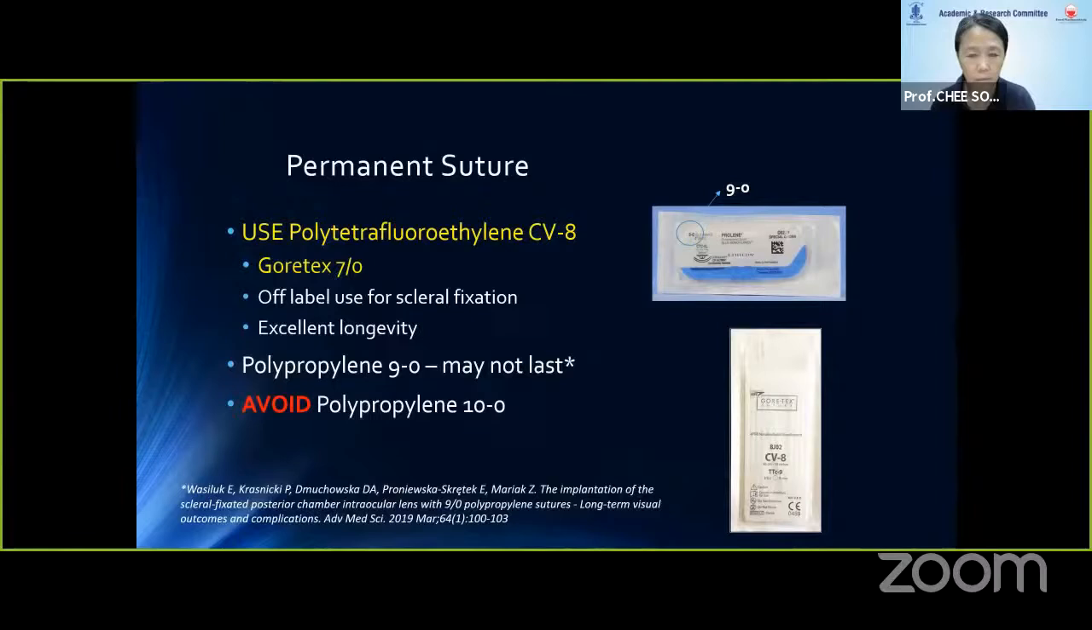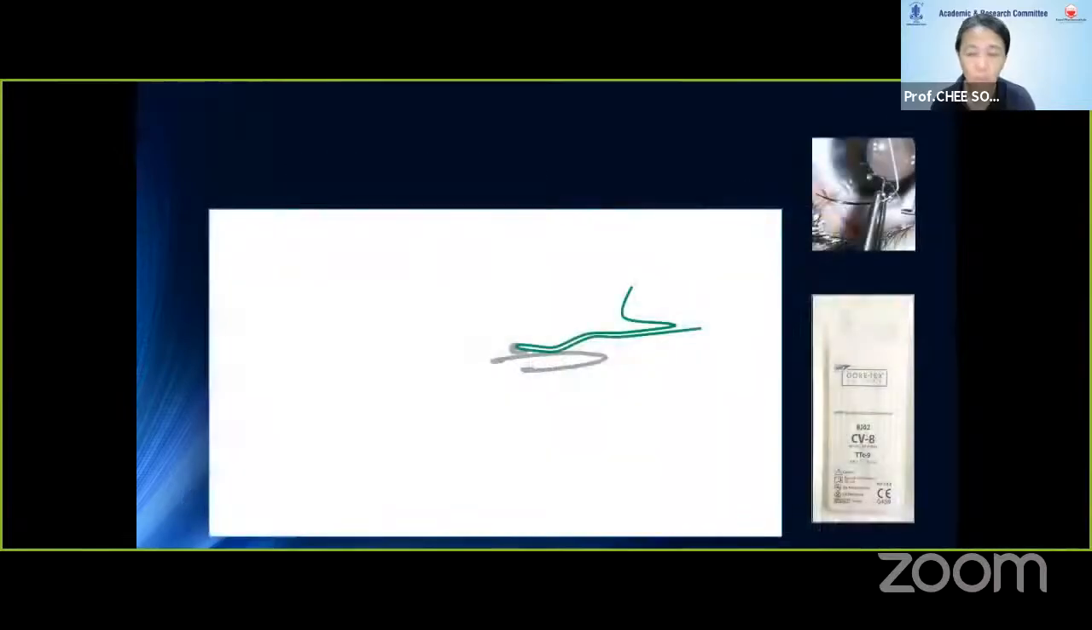We should always use a permanent suture, and I prefer to use Gore-Tex 7-0, and this is off-label use for scleral fixation. However, it has excellent longevity. Polypropylene 9-0 may be used, but it may not last. We should avoid polypropylene 10-0. The needle of a 7-0 Gore-Tex suture is thick and short and inappropriate for ophthalmic use.